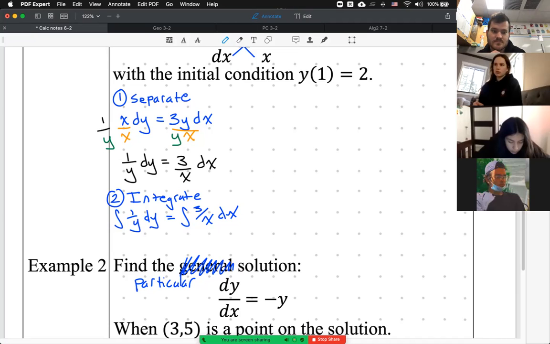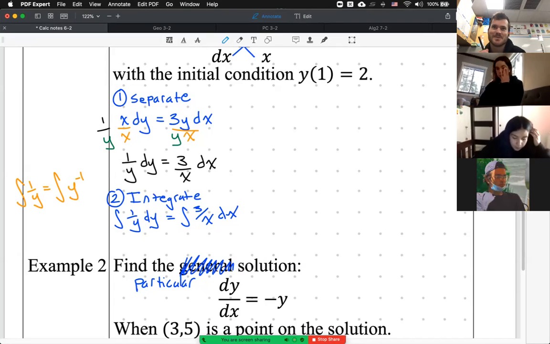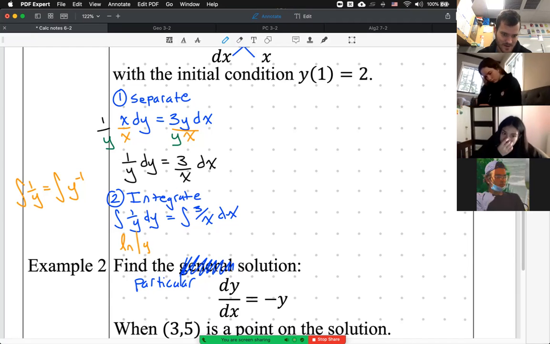Is it y? And then you add one, so it's y to the 0 over 0. Yep, and then divide by 0, and oh, you can't divide by 0, which means you use natural log. There it is, yeah. Absolute value. Yes, and you remember that absolute value as well. So we have natural log, absolute value of y. Perfect. What about the right-hand side?